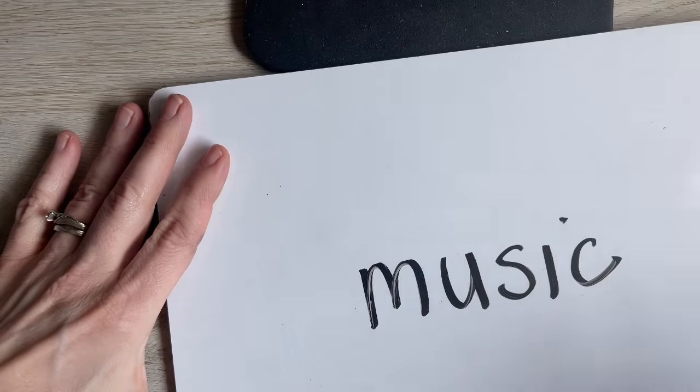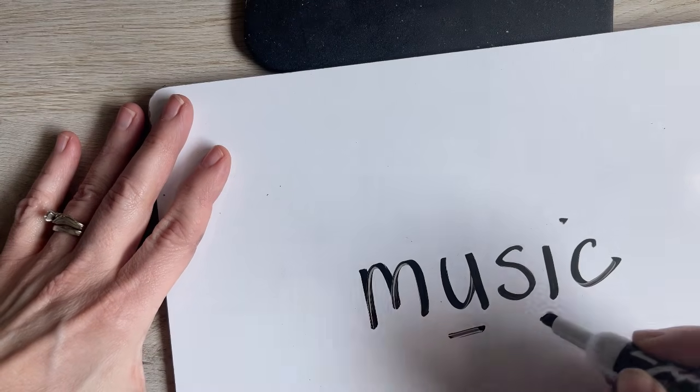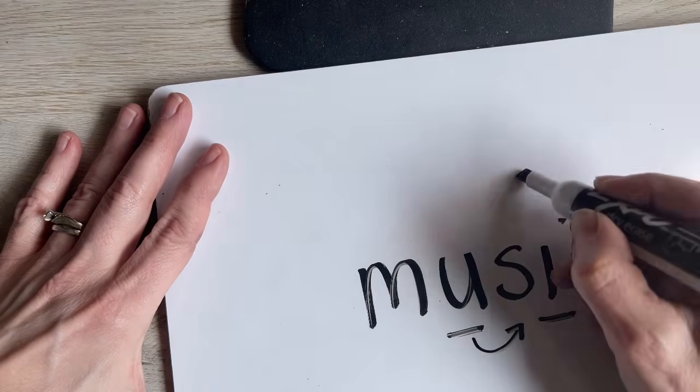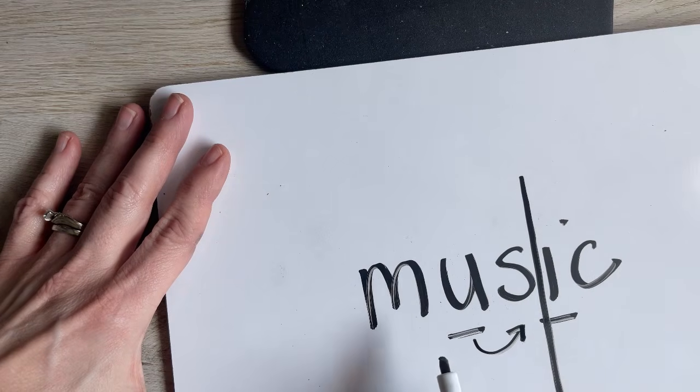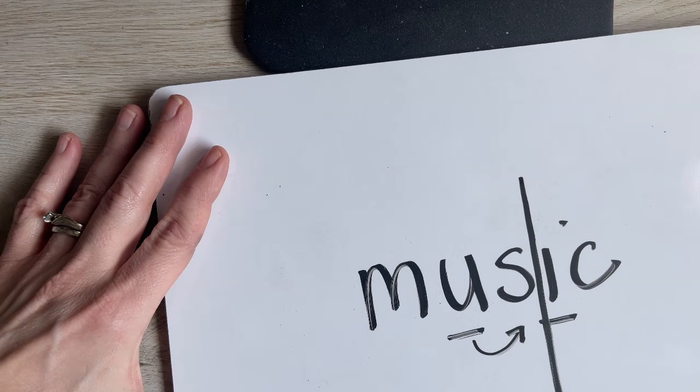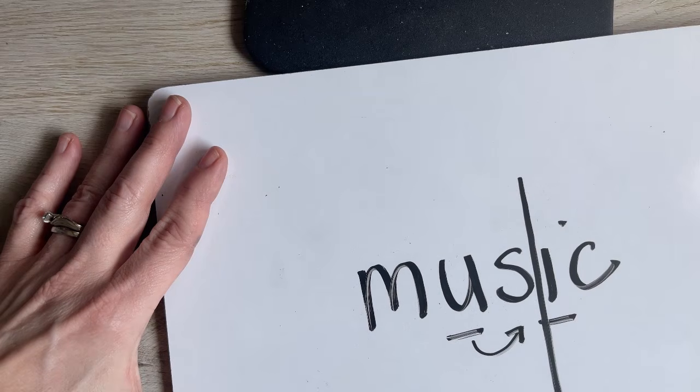Let's try the more flexible approach. Again, we're going to find our vowels. We're going to glue this to the next grapheme and divide. And we would probably read it like this. Music, music, music. At that point, we would teach students to flex the vowel.